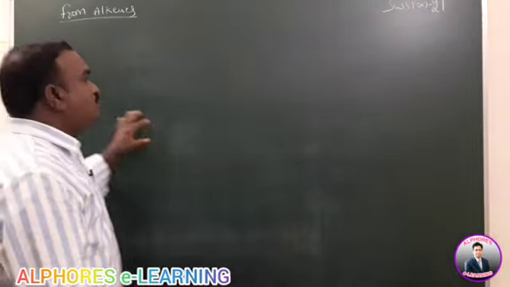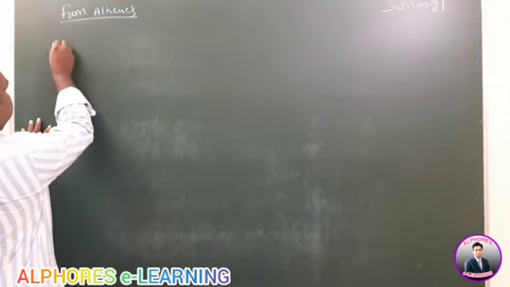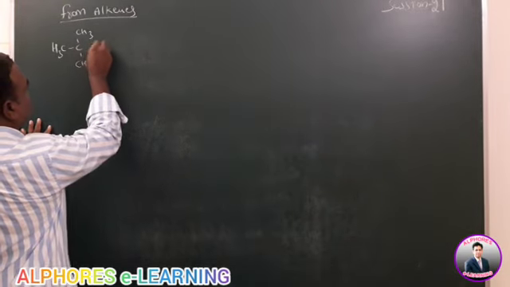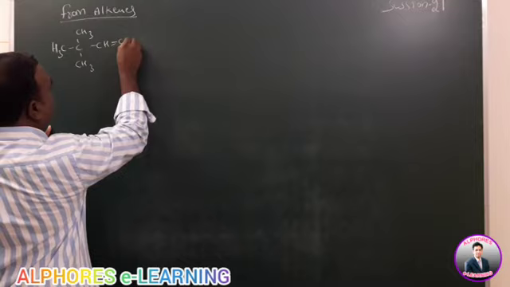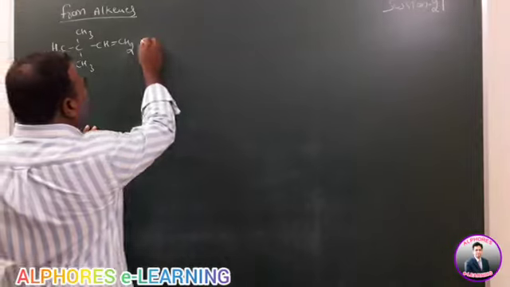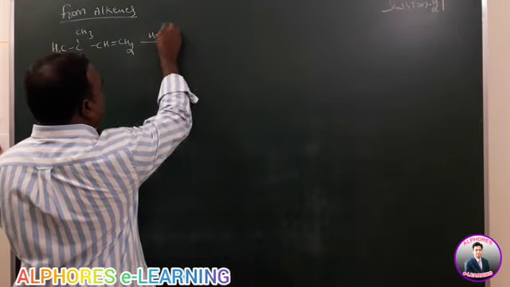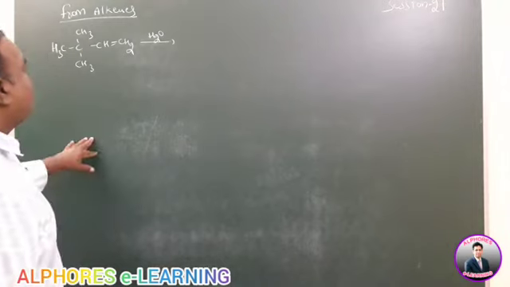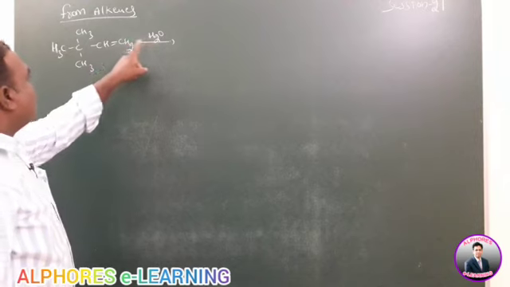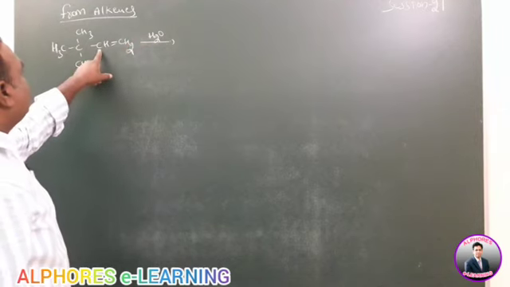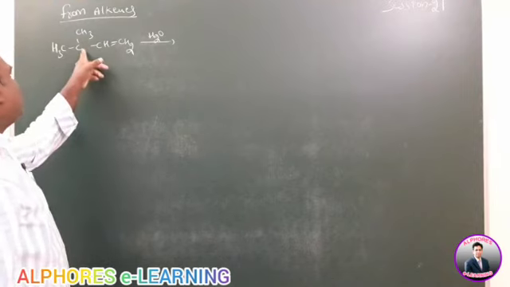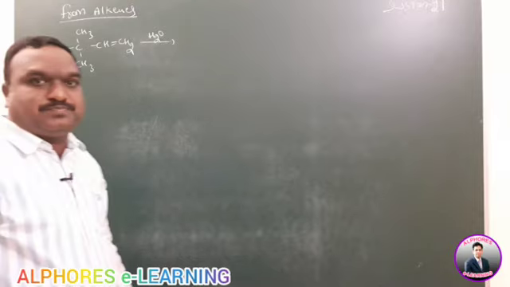Now here, suppose a compound is given like this: here CH3 group, here CH3 group, again CH3 group, here CH double bond, here CH2 group. Now addition of water means, according to Markovnikov rule, H plus is added to this one and OH minus is added to this one, because the more substituted carbon has fewer hydrogens, but the adjacent carbon has quaternary nature.